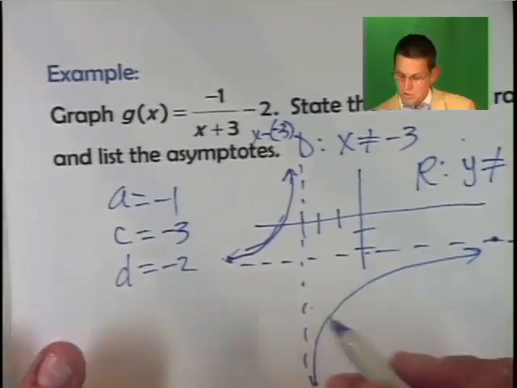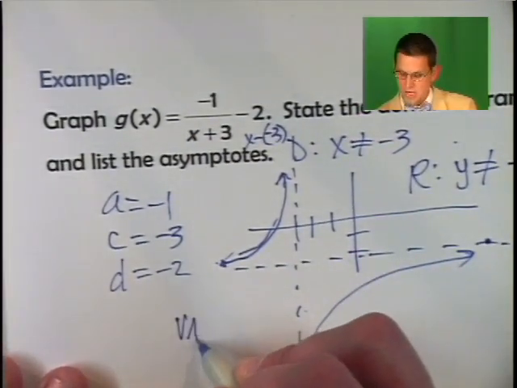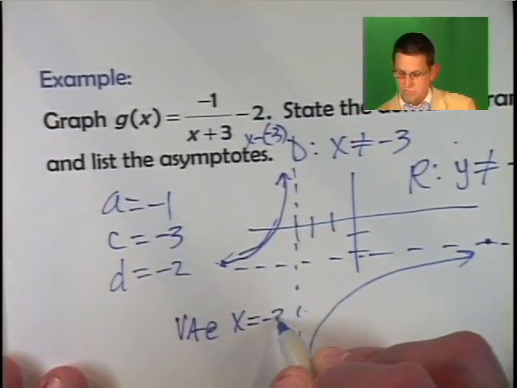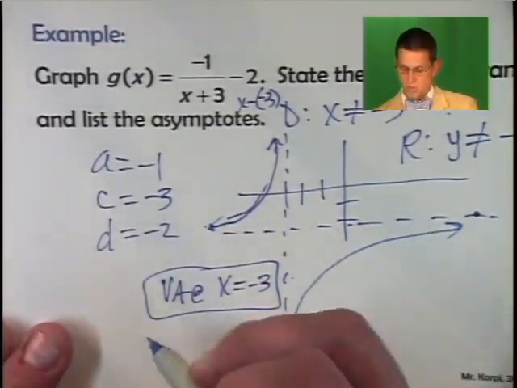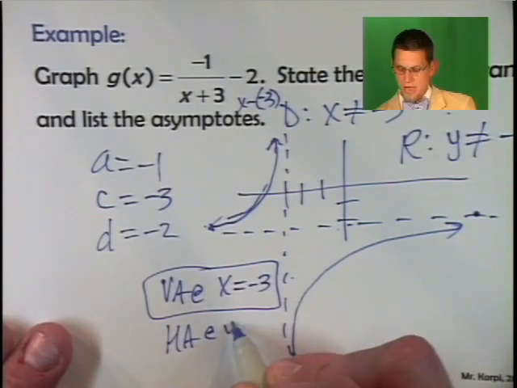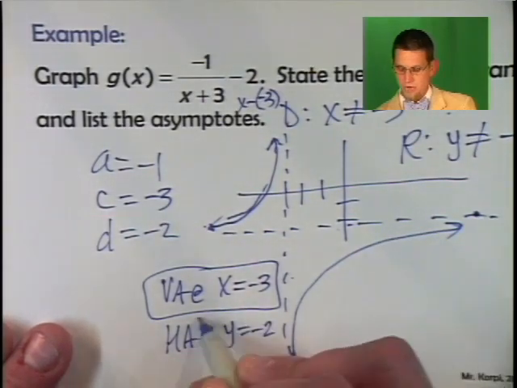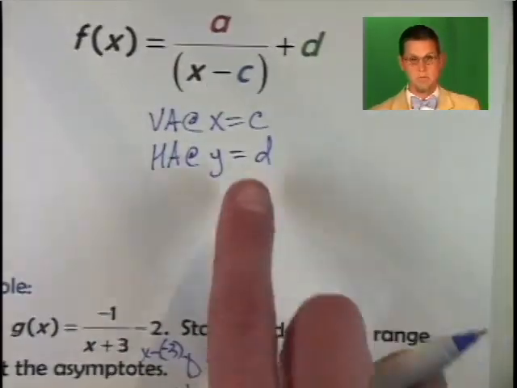And I'll go ahead and list it. We have a VA at x equals negative 3. That's the value of x that we're not allowed to use. And we have a horizontal asymptote, an HA, at y equals negative 2. That's our value of d, remember.